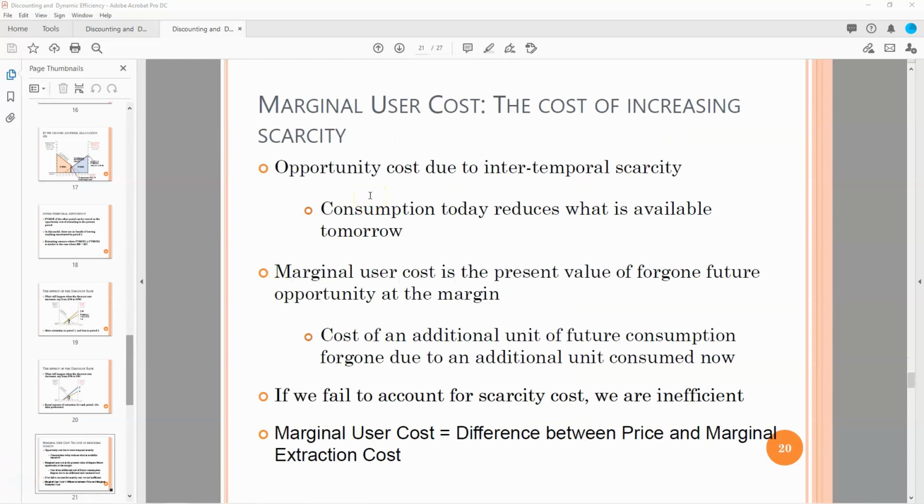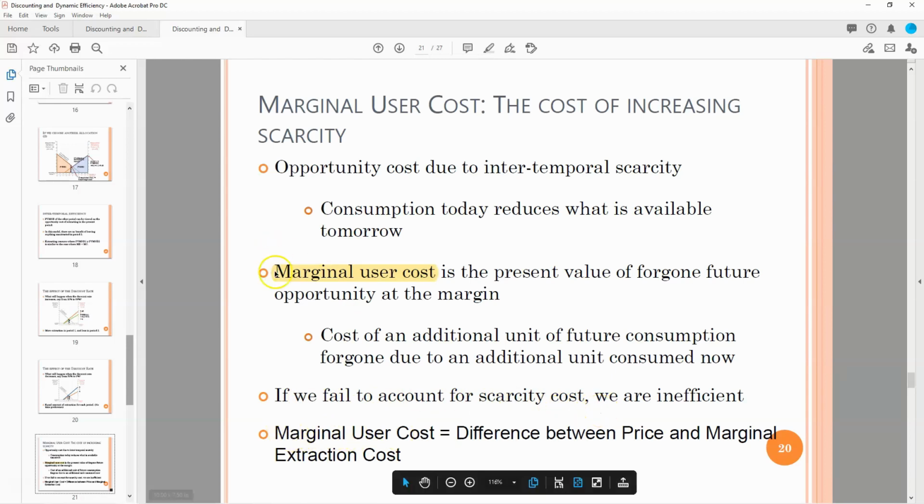So there is opportunity cost due to intertemporal scarcity. What we consume today will reduce what is available for tomorrow. And now we will talk about a very important concept, marginal user cost. Marginal user cost is the present value of foregone future opportunity at the margin. So it is also defined as the cost of an additional unit of future consumption foregone due to an additional unit consumed now. So if we fail to account for scarcity cost, we are inefficient.